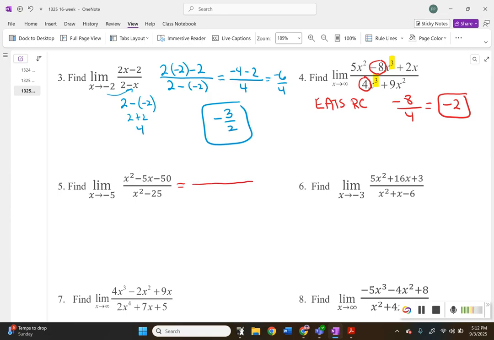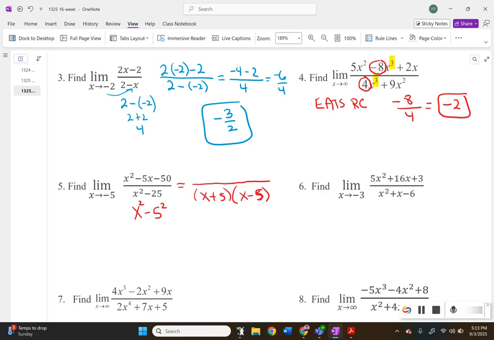So in the denominator, I only have 2 terms, and there's 2 ways to factor. First thing is try to pull out a greatest common factor, but there isn't one. So then I look to see if it's the difference of 2 squares, and it is. This is x squared minus 5 squared. So this is going to be x plus 5, x minus 5.